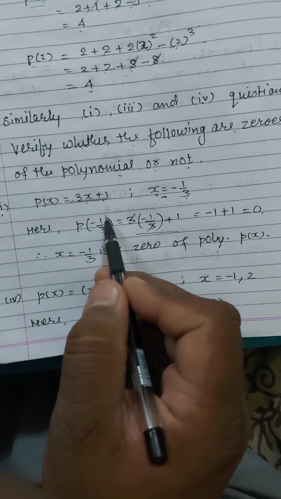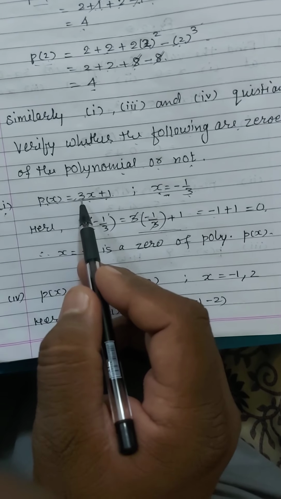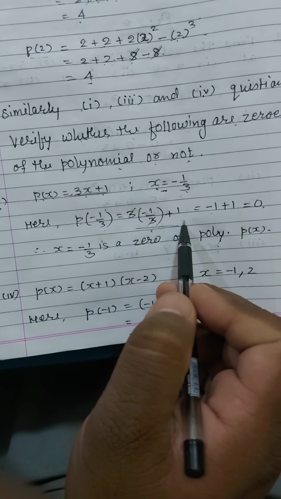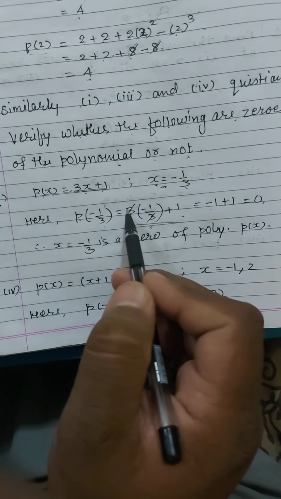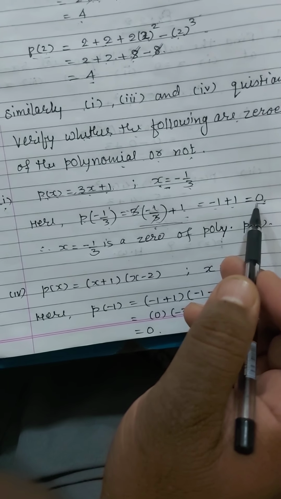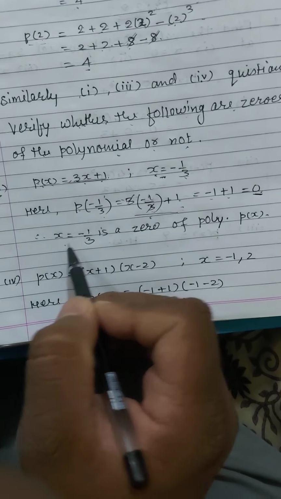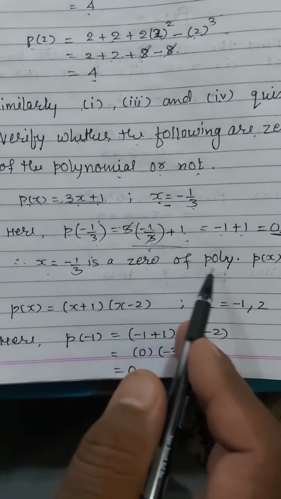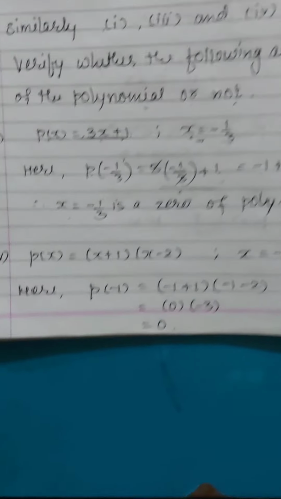So you can check here, when we are putting minus 1 by 3 in place of x, so it is p(-1/3) is equal to 3 into minus 1 by 3 plus 1. 3 and 3 will be cancelled out here. So minus 1 plus 1, that is 0. 0 is obtained here, so we can say x is equal to minus 1 upon 3 is a zero of this polynomial p(x).